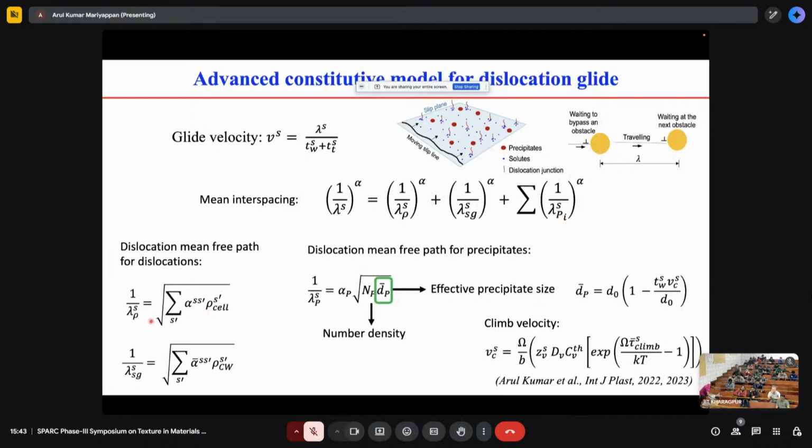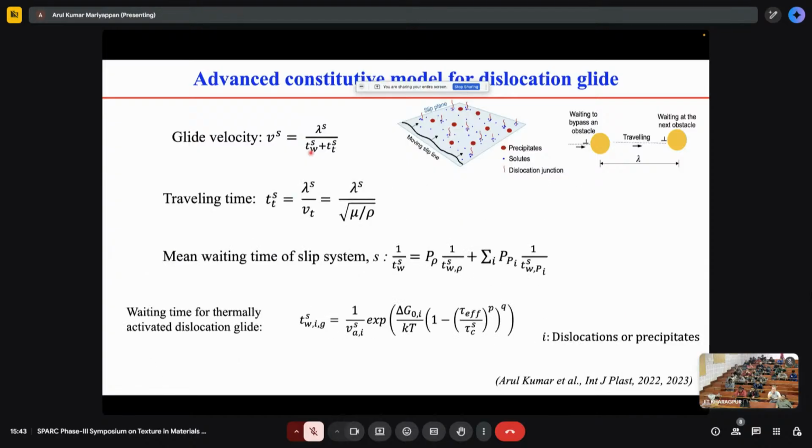Okay, so how to get these? We have Taylor's equation for all of these things. We can calculate all the mean free path distances in this numerator what we have here. Then the next question is how to calculate the traveling time and the waiting time. The traveling time we can calculate by using the wave speed in solids. By knowing the shear modulus and the mass density of the material, we can calculate the traveling time. Then the waiting time.